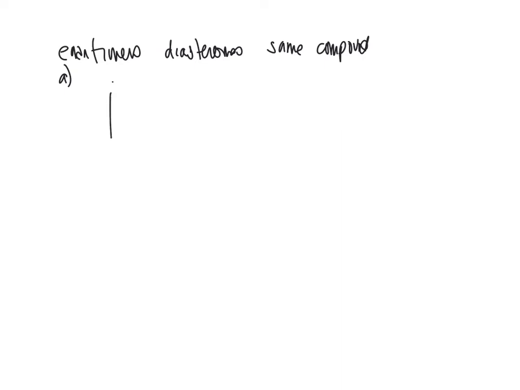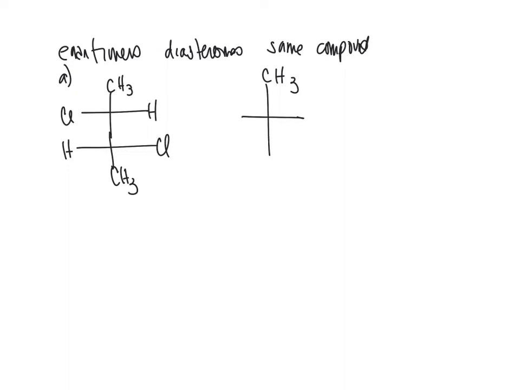For question number 10, you have to decide if these are enantiomers, diastereomers, or the same compound. Okay, so the first one, A, you go ahead and work it. I'm going to draw all of these out while you work these. Okay, I'll do that. We'll just do one at a time.